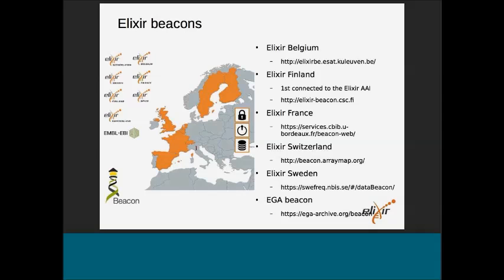In this picture, you can see the ELIXIR beacons that are currently up and running. There are 6 nodes involved in these beacons, and there are some other nodes that are working on deploying their first beacons.